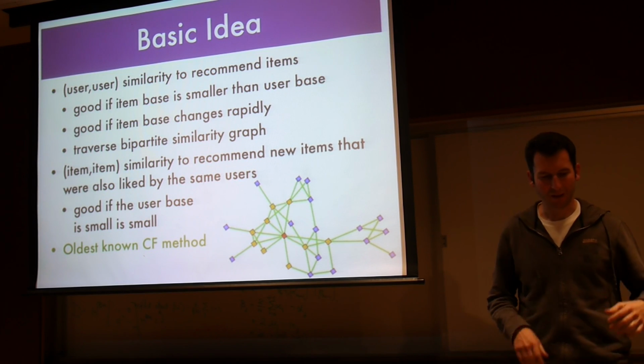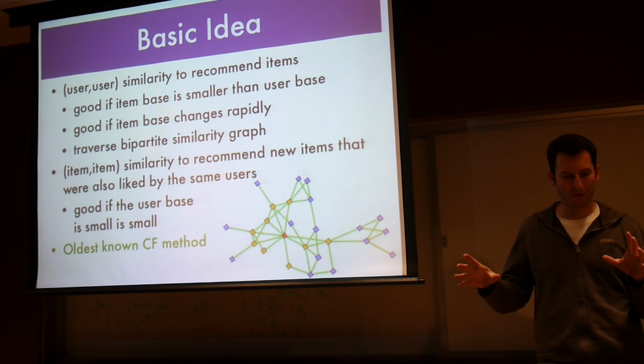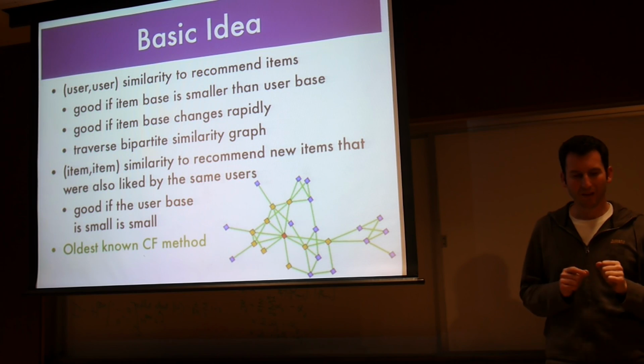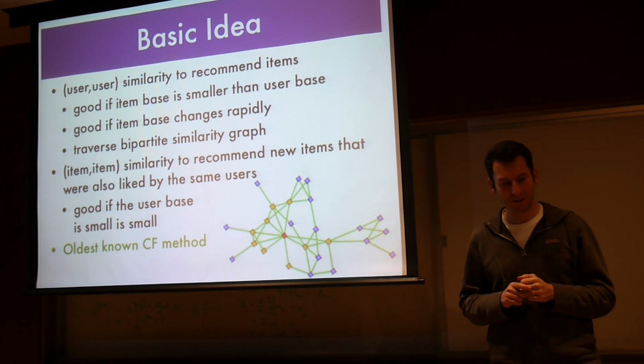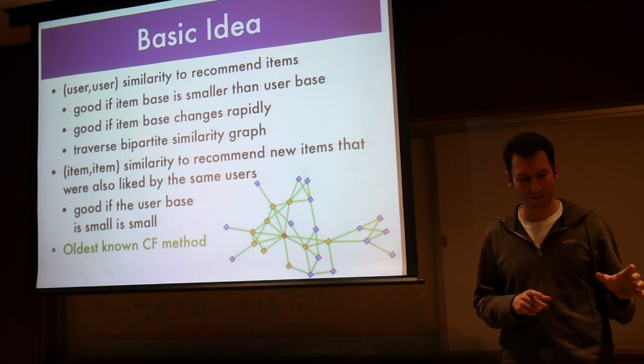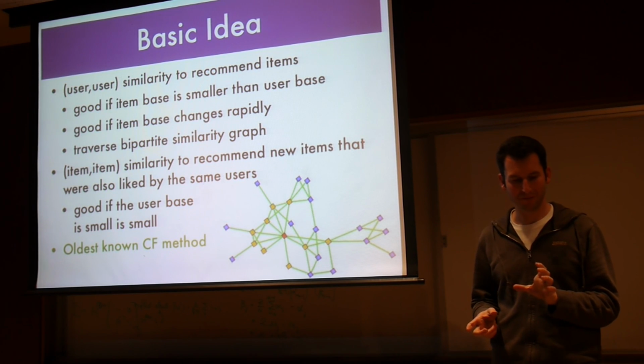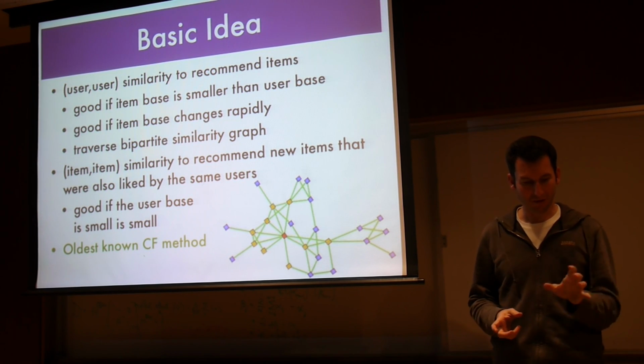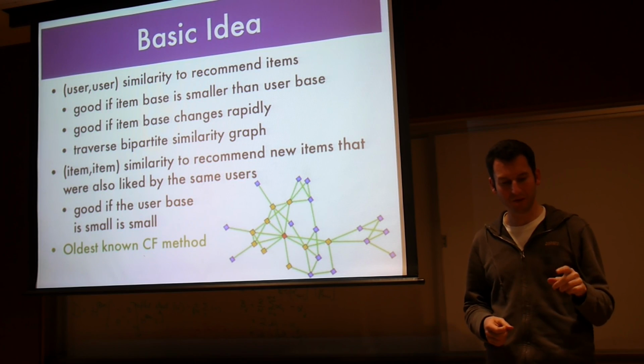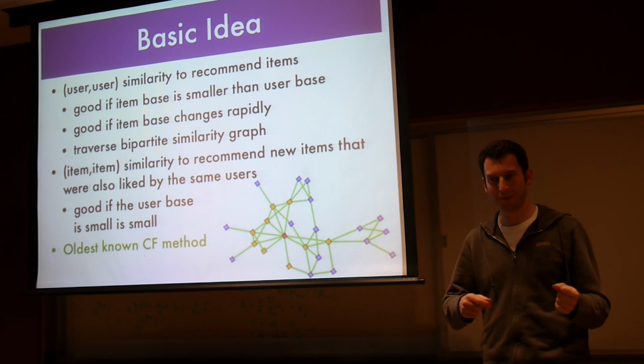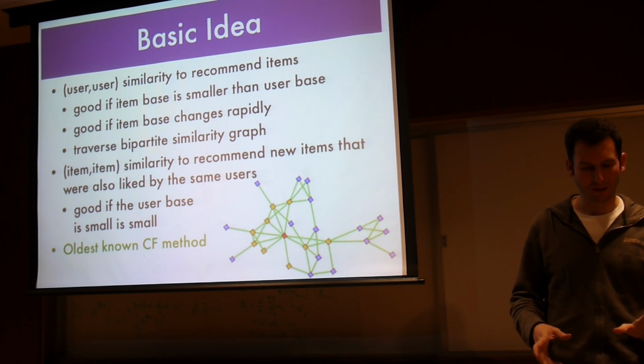So we take user-user similarity to recommend the items. You would do that if the item base is much smaller than the user base. And it's also good if the item base changes very rapidly, because then item-item similarity is not a very reliable measure.